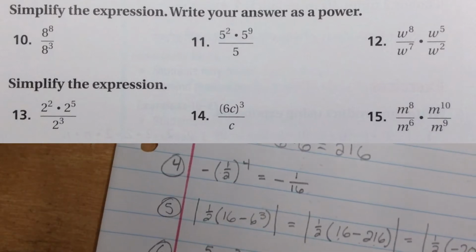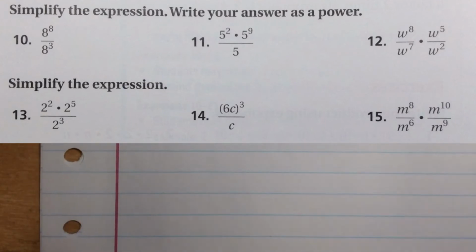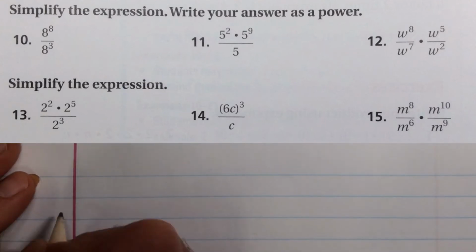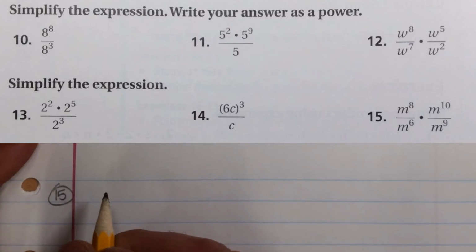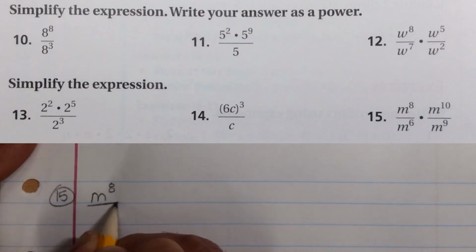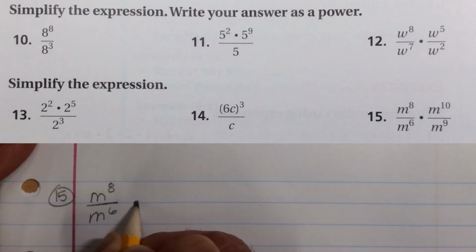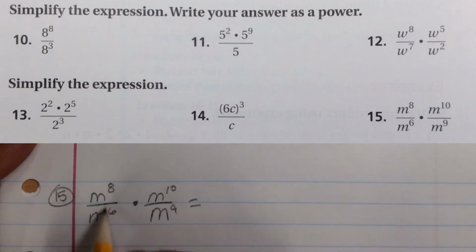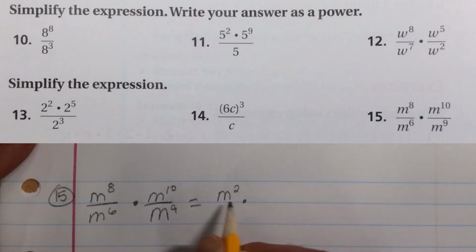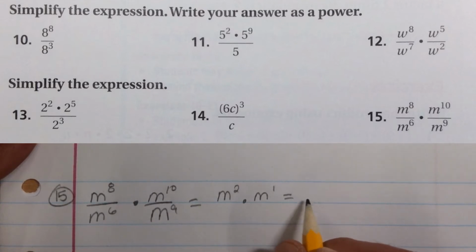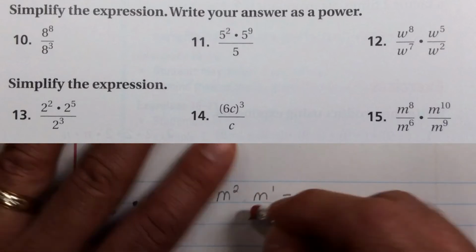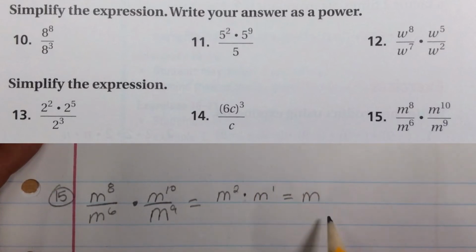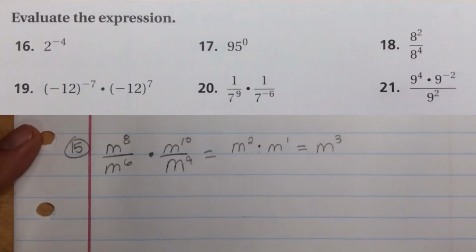Number 15. We have m to the 8th over m to the 6th, all times m to the 10th over m to the 9th. This is going to be m to the 2nd times m to the 1st, which equals m. That's supposed to be a times. Put it up there. To the 3rd. M to the 3rd.